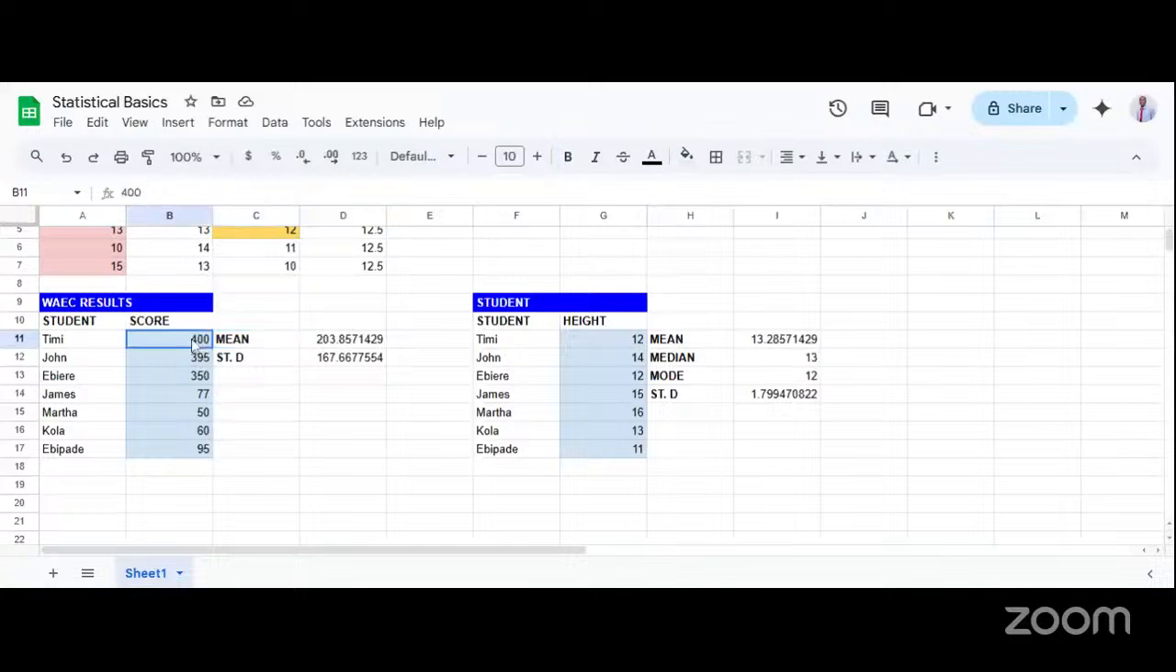So in the context of these WAEC result scores, variance would be: what's the difference between 400 and 395? What's the difference between 395 and 350? Between 350 and 77? Between 77 and 50? Between 60 and 50? Basically, what's the difference between each of these numbers and every other number in the set? What is the difference between 95 and 60? Between 60 and 95? Between 50 and 60? Between 60 and 77? And so on and so forth. That's basically what variance means.